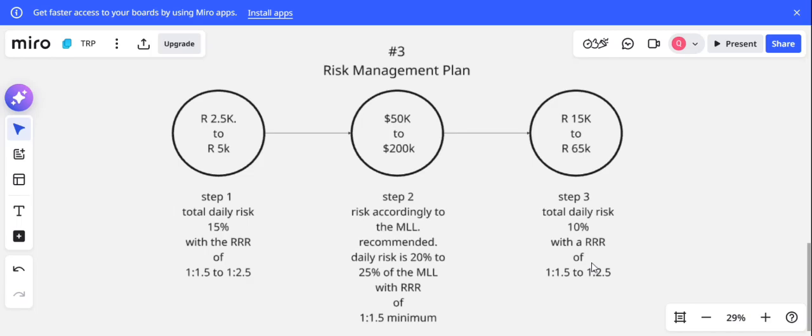And I also believe another thing that you have to take into account is your win rate. Your win rate has to correlate with your risk to reward ratio. It has to correlate with the total daily risk that you have, because you cannot risk about 25% of the account but your win rate is like 20%. You know what I'm saying? That doesn't make sense. You're most likely gonna blow the account, right? So you want to risk accordingly to your win rate.